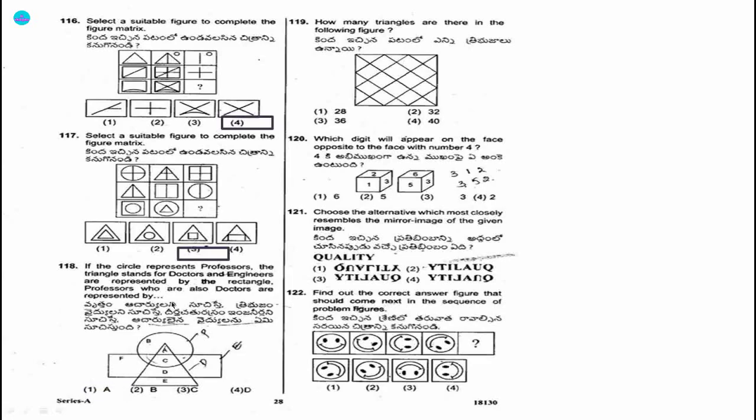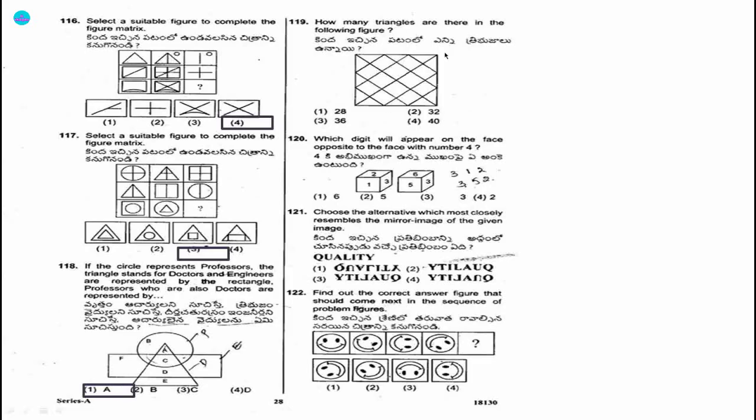Now next one. If the circle represents professors, triangle represents doctors, and engineers are represented by the rectangle. This triangle is doctors, D, and engineers are represented by the rectangle. Professors who are doctors are represented by circle who are also triangle. They are professors and also doctors. So what is that? A. The answer is option 1.